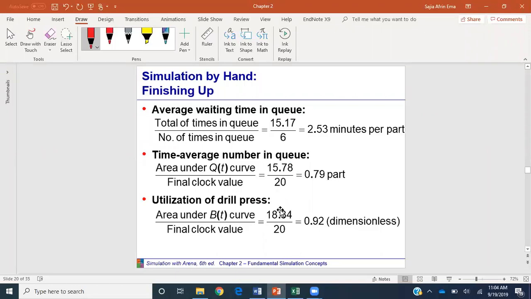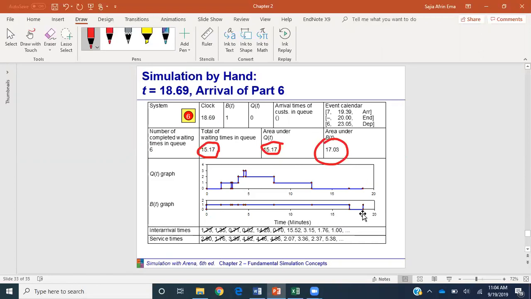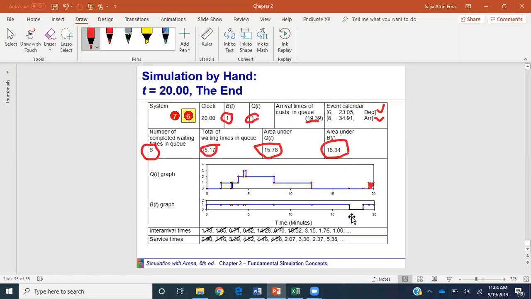Next, utilization of drilling press. Area under BT graph. You add all the area under your BT graph, which is your number of resource over time graph, which is 18.34 minutes. It's not 20 because part 5 left the system at 17.03 minutes and part 6 entered the system at 18.69 minutes. So there is some time when the resource was empty, there was no part in the system. That's why it's not 20, it's 18.34.